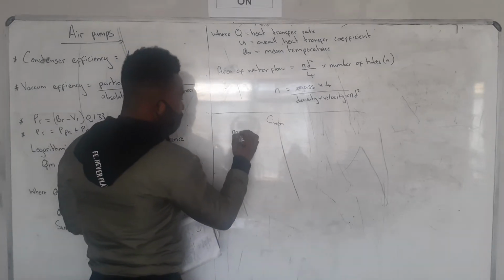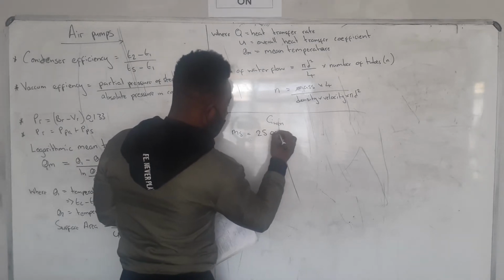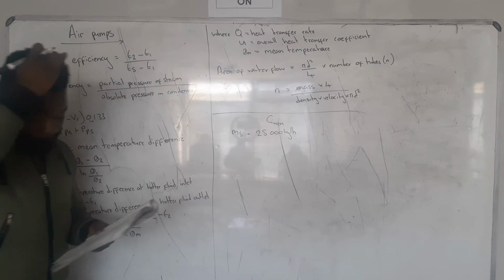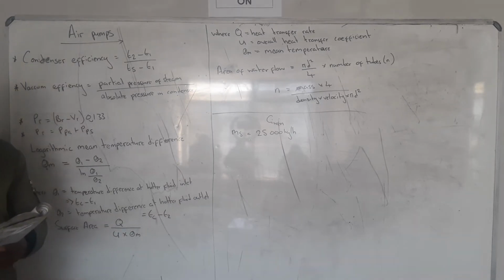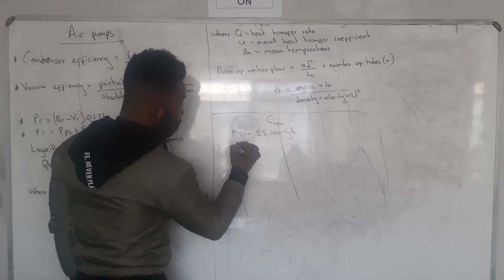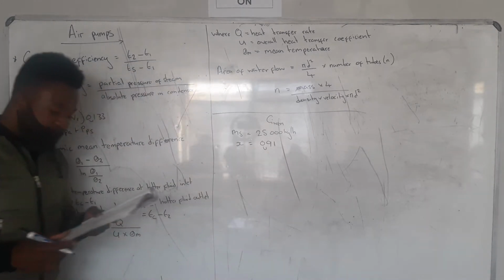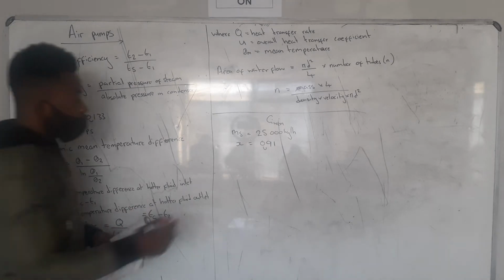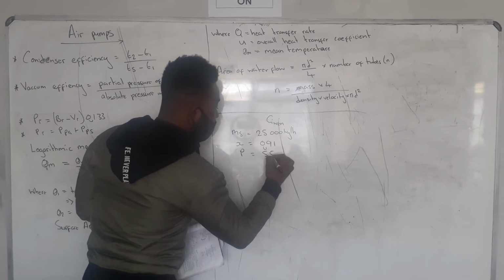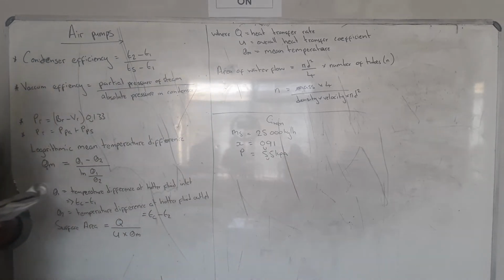I'm given the mass of a steam which is 25,000 kgs per hour. Okay, and I'm also given 0.91 dry, which is the dryness fraction. They're saying at a pressure of 5.5 kilopascals, and then they're saying it is the absolute pressure.